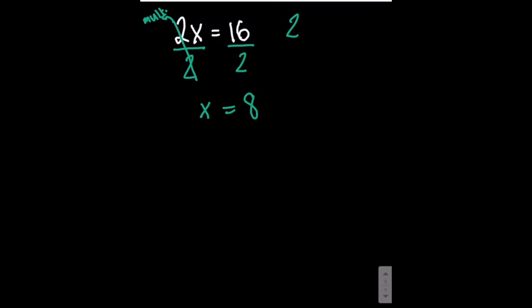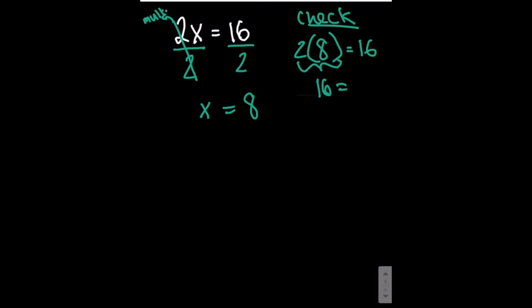You could do the same thing over here to check your work to make sure you are right. You're going to be doing 2 times 8. You could use those parentheses if you want, or you could just write the multiplication sign, but I would recommend doing the parentheses. But it really doesn't matter. And 2 times 8 is 16, equals 16, and that works out. Let's do a couple more.